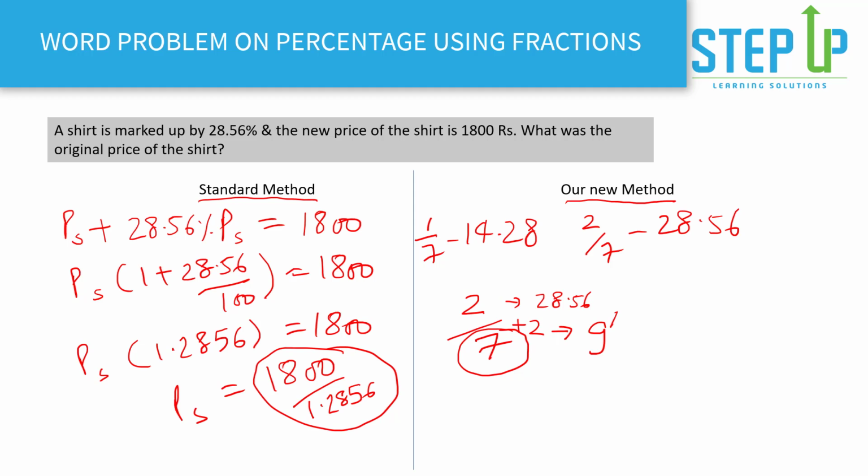That means all you have to do is there's a multiplying factor of 200. 9 into 200 is 1800. That means if the multiplying factor here is 200, the same multiplying factor would be everywhere. In 1 by 7, 2 by 7, the 7 has a multiplying factor of 200. That means your original price of the shirt was 7 into 200, which is 1400. That means in 1400 you added 28.56%, which is 400, and that's how you got 1800.